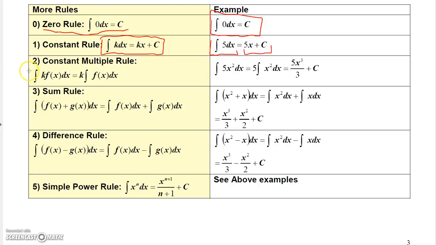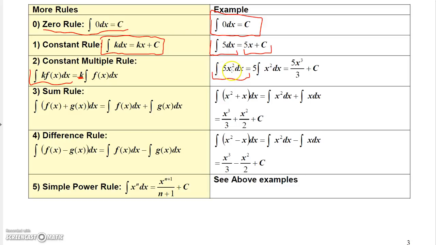And then you have the constant multiple rule, which says that if you want to integrate a constant times a function of x dx, then you can actually move the constant outside the integral as a factor and say k times the integral of f of x dx. Now that comes in handy, and actually you don't have to do this, but you can do this in your head, but let me show you how this works.